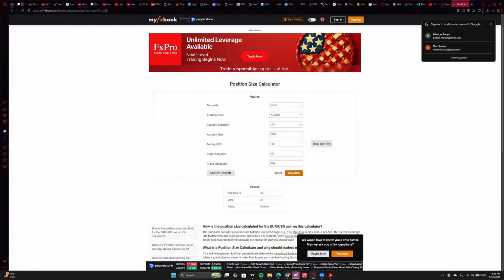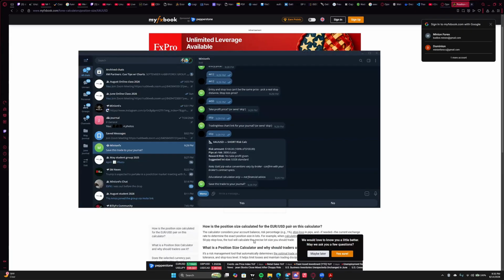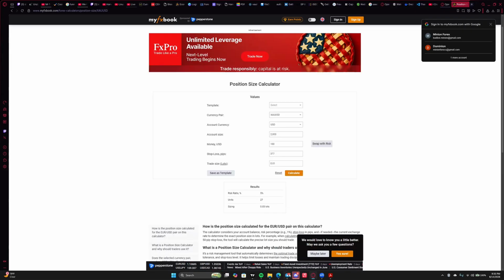So you see, my own bot is better than this, because if you use this one, you will lose more than $100. This one is rounding it down, this one is rounding it up for you, and this one is rounding it down for you. So that's it. These are the ways you can use to know what lot size. But before you know what lot size to use, you need to know how many pips you are risking.